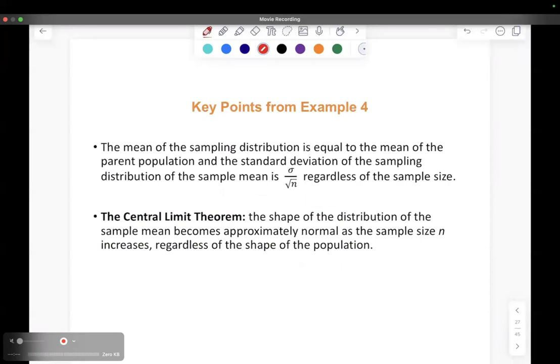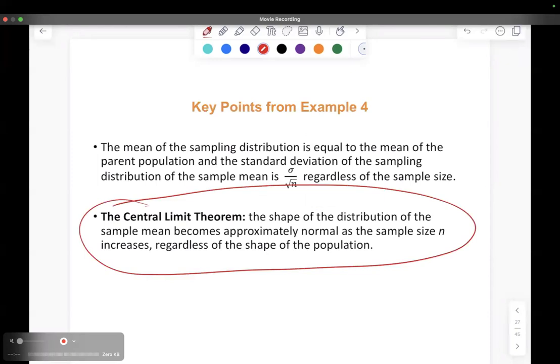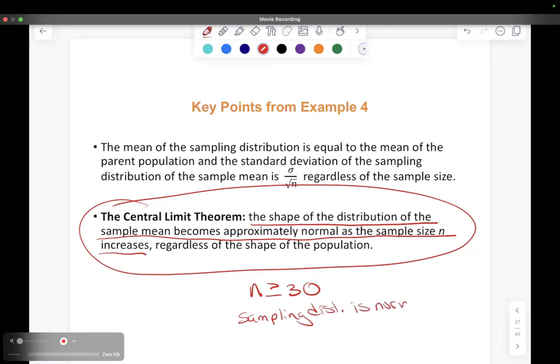I'm not going to ask you to memorize that. I love it when people reference it, but don't worry about that. But this right here: the shape of the distribution of the sample mean becomes normal as the sample size increases. So generally, if our sample size is greater than or equal to 30, our sampling distribution is normal. Thirty is just the rule of thumb that we use for the central limit theorem. As our sample size gets to 30 or larger, then no matter what our population looks like, our sampling distribution is normal.